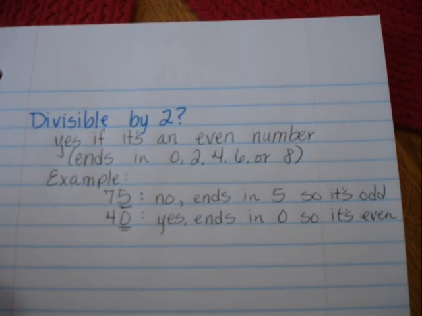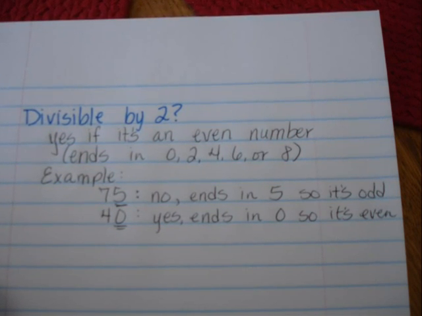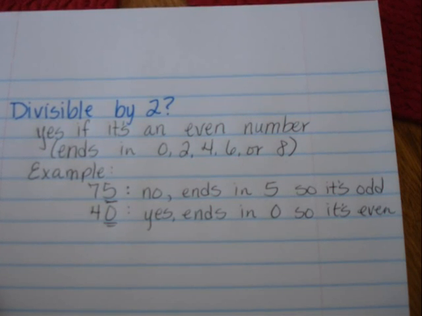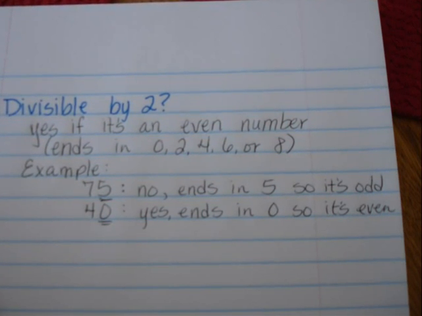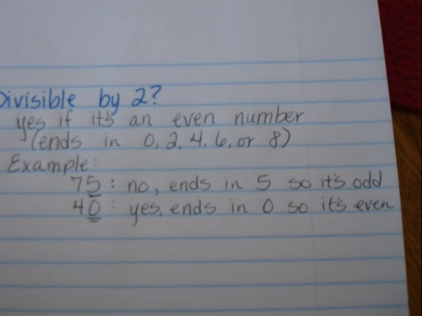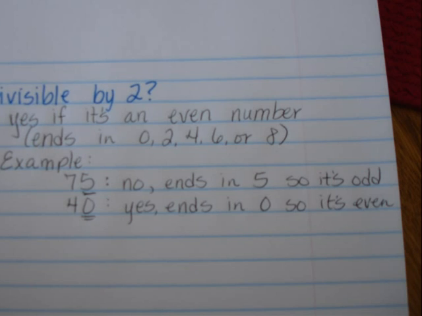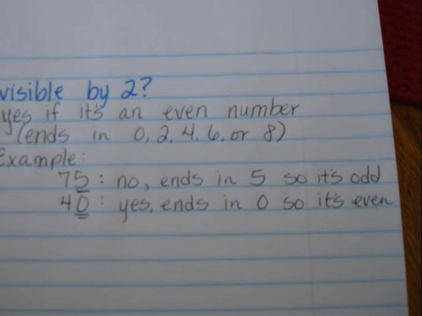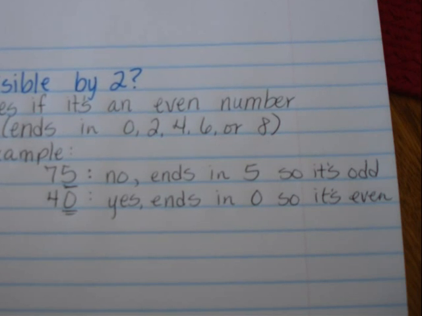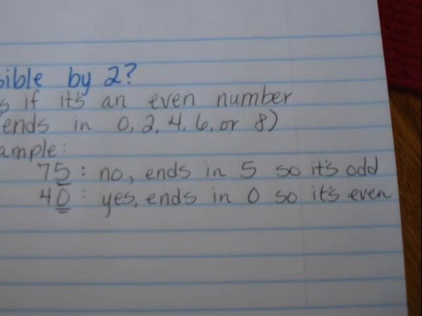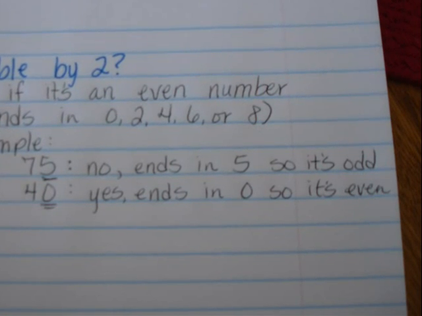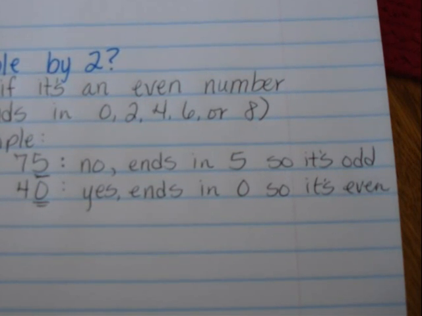For example, the number 75 is not divisible by 2 because it ends in a 5, which is odd. So the number is odd itself. That means that 2 cannot go into the number without there being a remainder. 40, on the other hand, is divisible by 2 because it ends in a 0, which makes the number even. Since it is an even number, 2 can go into it without there being a remainder.